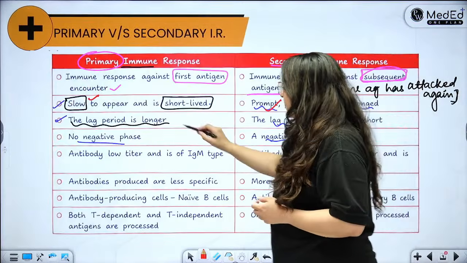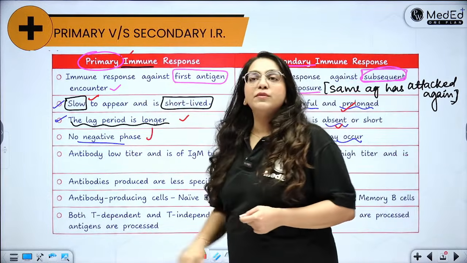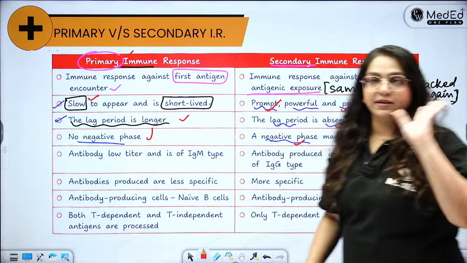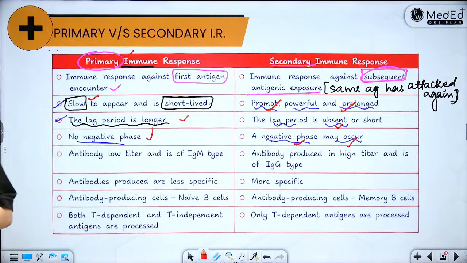Then lag period is longer, lag period is absent. There is no negative phase in primary immune response, correct. There is a negative phase in the secondary immune response, correct. So these are the differences that you will write. Yes, IgM always appears first.